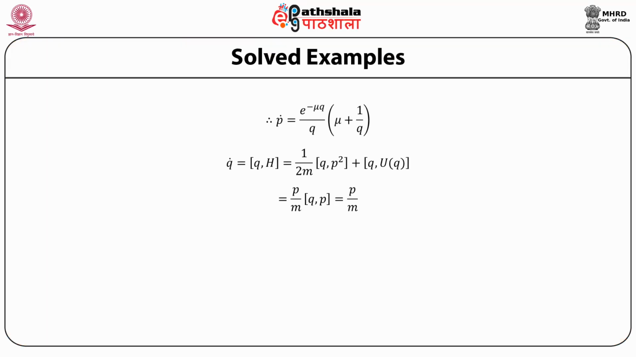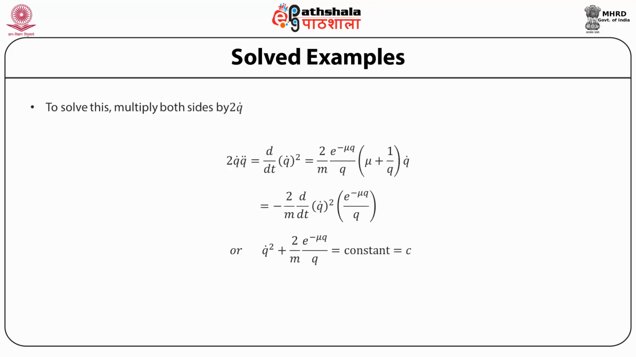So we obtain, using the Poisson bracket, the time derivative of the momentum p dot is equal to exponential minus mu q by q multiplied by mu plus 1 upon q, and the time derivative of the coordinate q, that is q dot, which is given by the Poisson bracket of q with H, can be easily calculated, and we obtain q dot is equal to p by m. Thus q double dot is p dot by m, and p dot was obtained earlier. Therefore, q double dot is exponential minus mu q by q m multiplied by mu plus 1 upon q. So this is the equation of motion we have obtained.